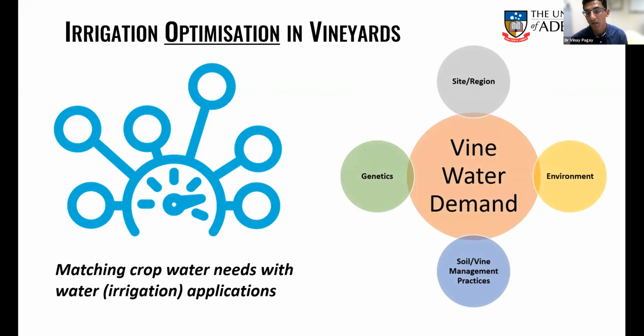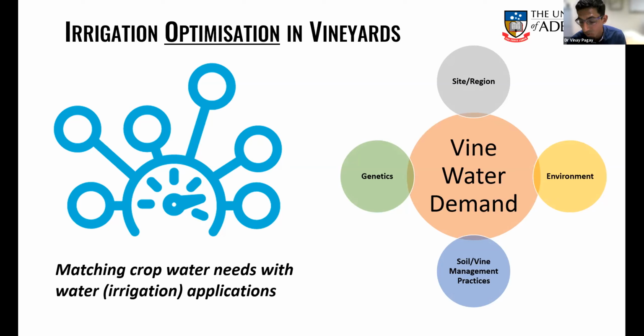And vine water demand, as you would know and has been mentioned before, results from a number of different factors, including obviously site and environment, but also management practices can have a pretty large effect on how much water the vines actually use. Particularly as we manipulate, for example, leaf area through shoot thinning, or even changing our crop levels can impact on transpiration rates of the vine.